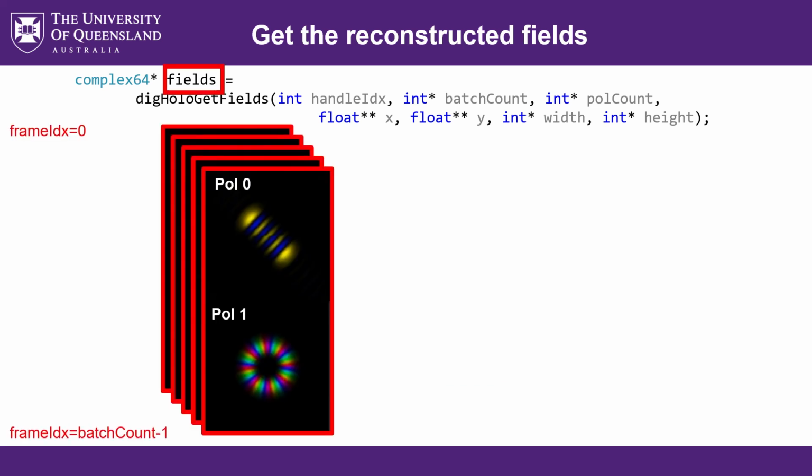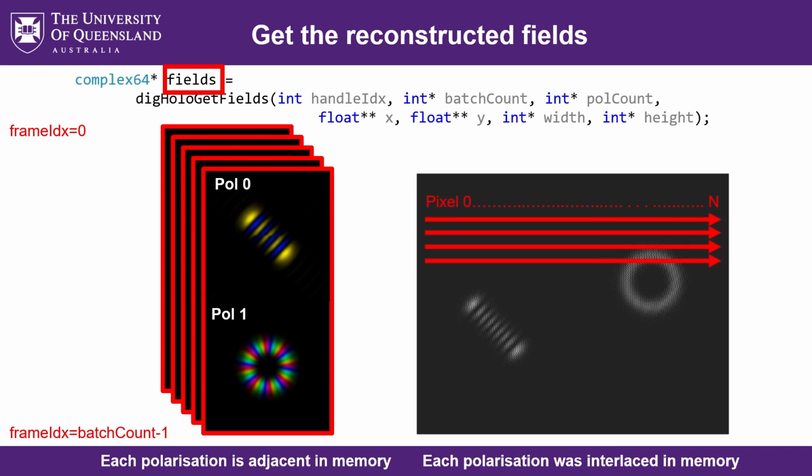The fields will have been rearranged relative to the original camera frame in such a way that the two polarization components, if there are two polarization components, are now adjacent in two separate chunks of memory, rather than being interlaced as they would have been in the original raw camera frame.